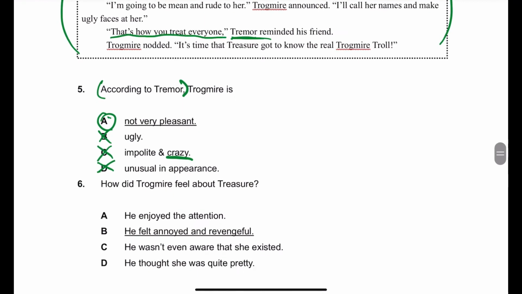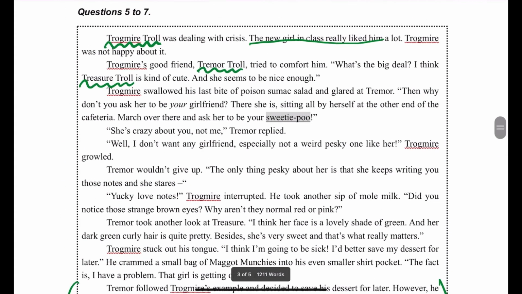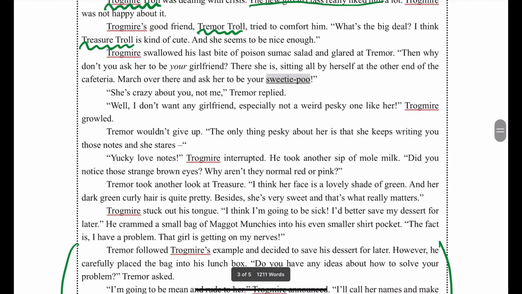Right, now for question 6. How did Trugmar feel about Treasure? Now, once Trugmar found out that Treasure was fond of them, he was very angry, right? We can take a look at this piece of dialogue.